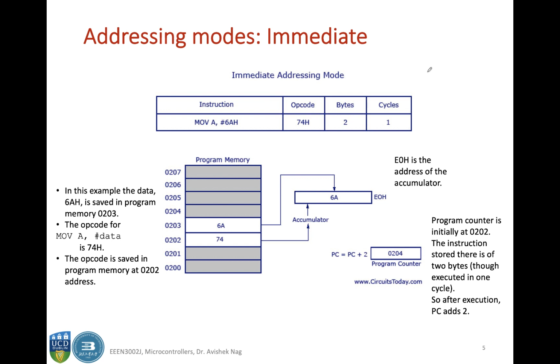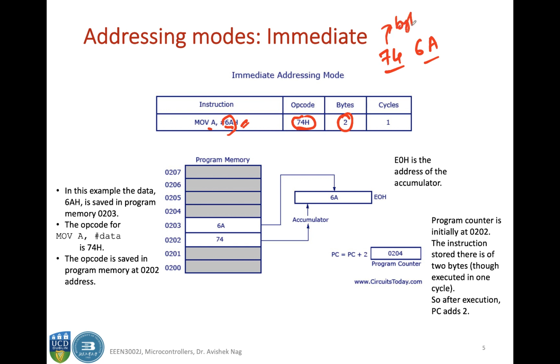More details about the immediate addressing mode. Let's take an example, the same example as in the previous slides. You are moving the hex number 6A to the accumulator. The opcode for moving anything to the accumulator is 74H, and it's a 2-byte instruction. 2 bytes because 1 byte is for the opcode and the other byte is for the actual data that you are transferring. So the 2 bytes are 74 and 6A.